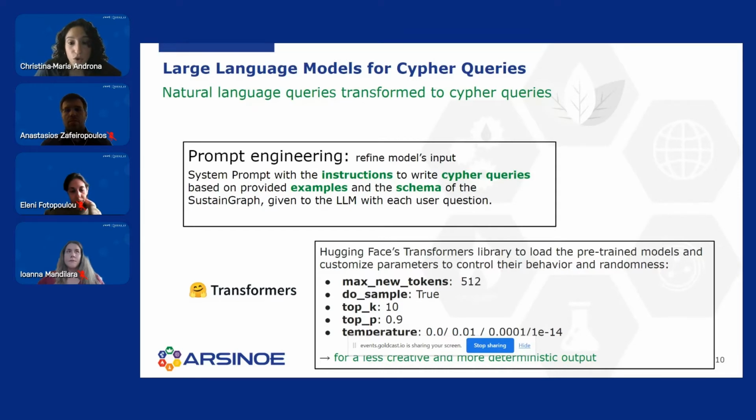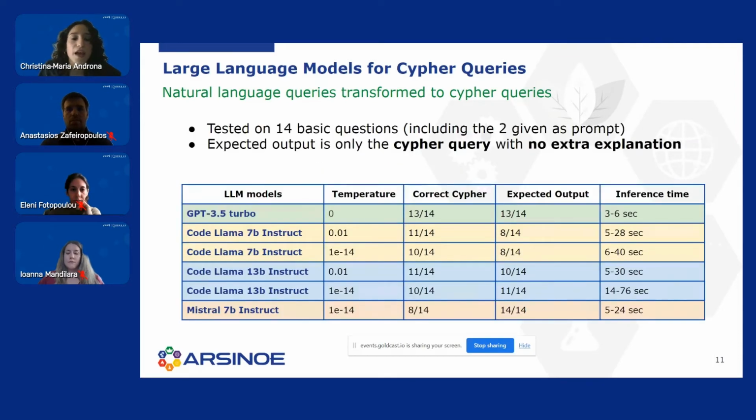Also, in order to control the output of the model and the randomness, we used the Transformers Hugging Face library in order to customize some of the parameters of the model to make it less creative and come up with a more deterministic output. So all of the models with some different temperatures are tested on 14 basic questions over the SustainGraph. And in this table, we can see how they did if they answered with the right cipher query in the question, and most of them did pretty well.